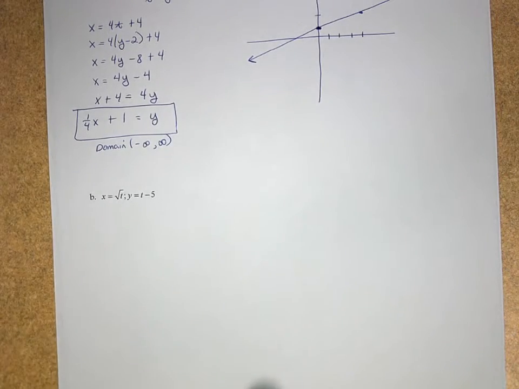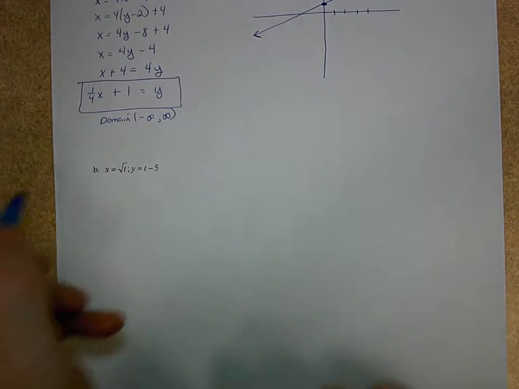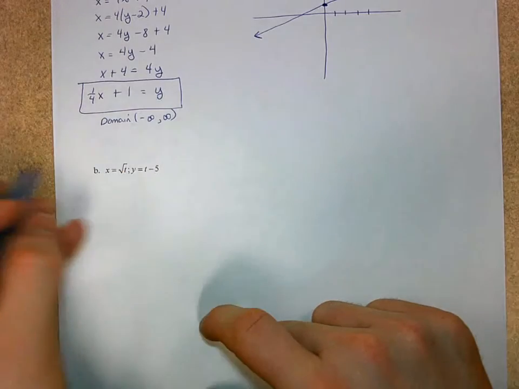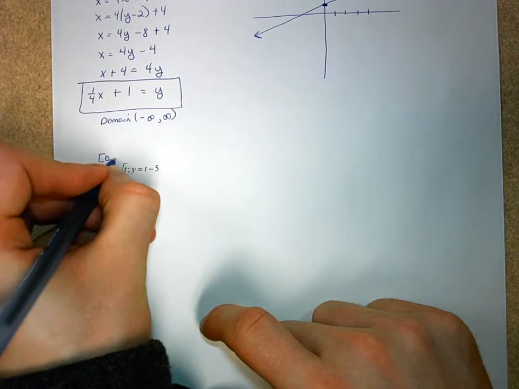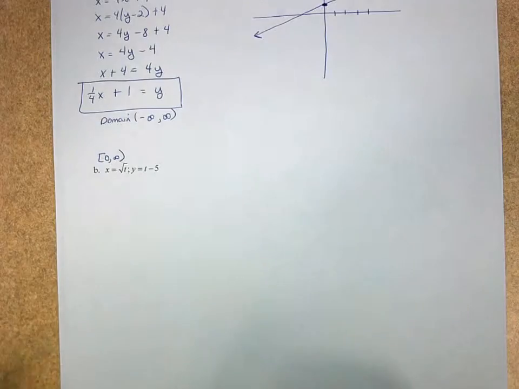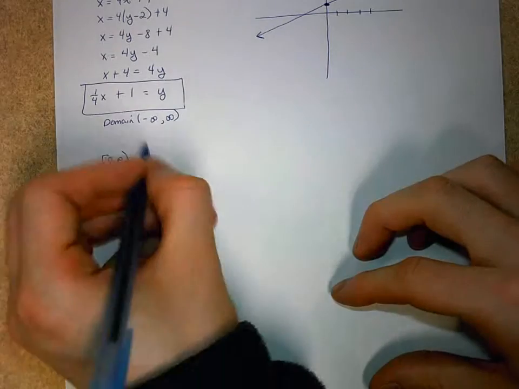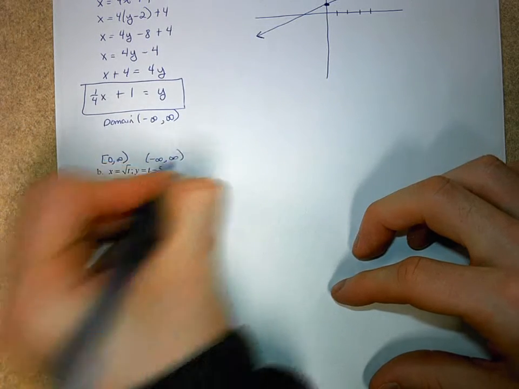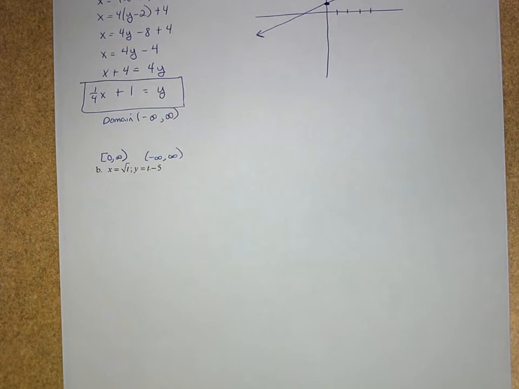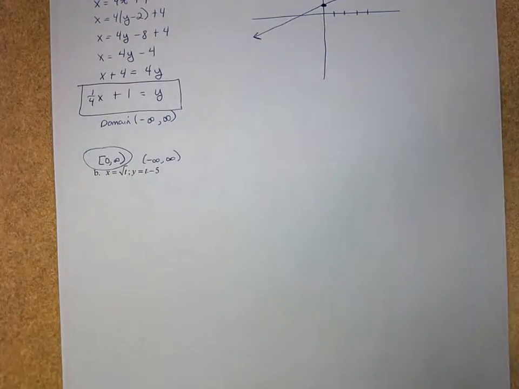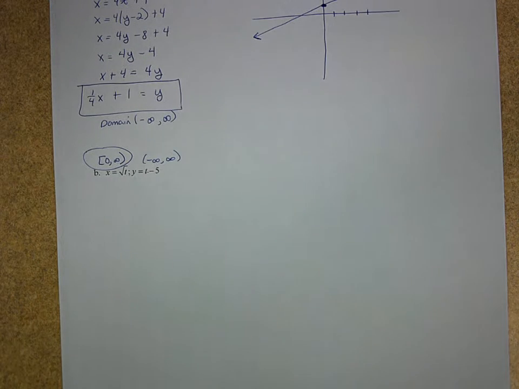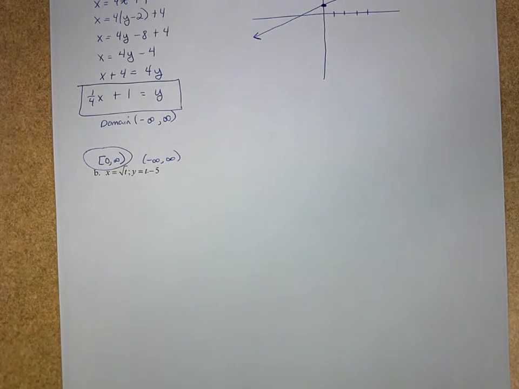The second one we've got to be very careful about. If I look at this first one, x equals the square root of t, the domain here is from 0 to infinity. I can't have a negative underneath that square root. The second one here, y equals t minus 5, goes from negative infinity to infinity. But I have to choose the more restrictive domain. So my domain for the final answer is going to be the most restrictive, which in this case is x going from 0 to infinity.